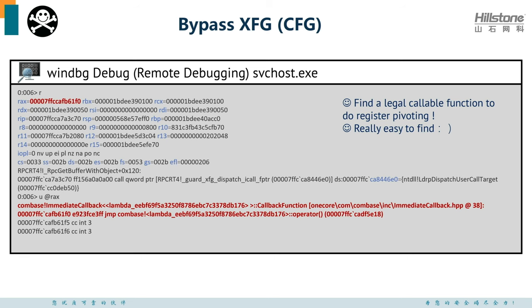We know there's a technique called stack pivoting in CTF exploitation, where you can directly ROP on the current stack. For register pivoting, I just need to find a function which can exchange the content of the register RCX, so that the register will point to the DLL path. Luckily, I found this kind of function, which exchanges the register. It's inside the COM base DLL, and calling it directly bypasses the XFG check.